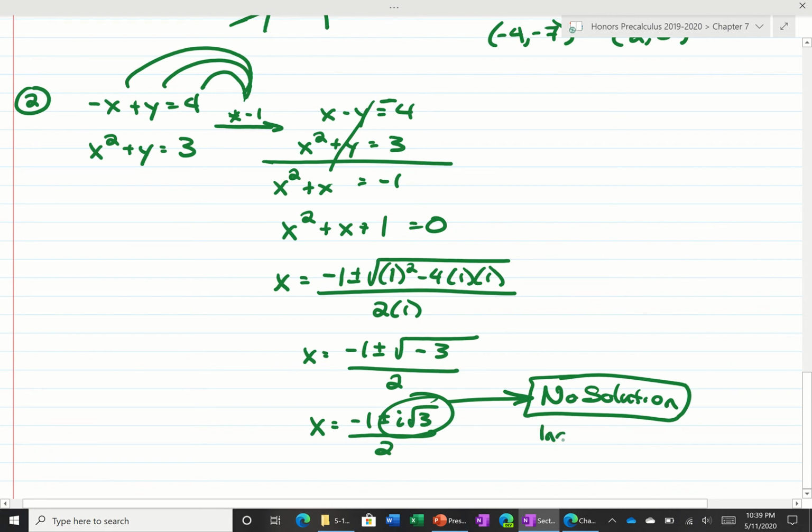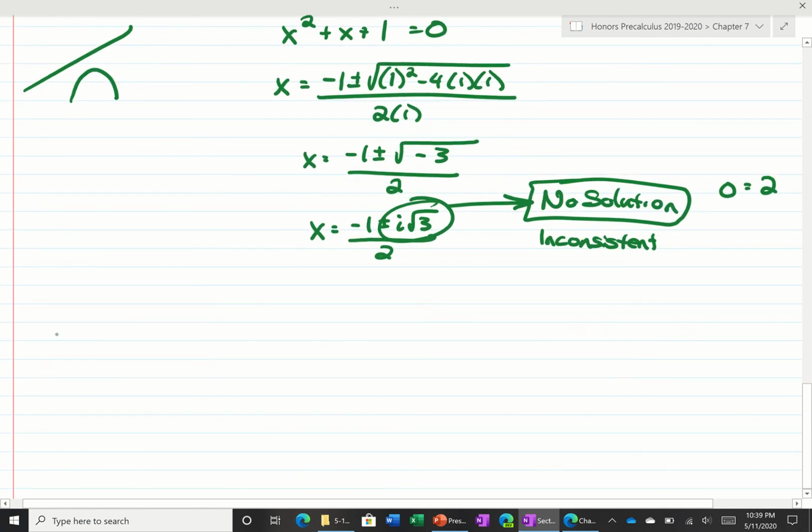This is an inconsistent system because of those imaginary values. So sometimes if it's linear, you might get something like 0 is equal to 2, like we said initially. But if you get an imaginary number when you're trying to solve a system, that's another indication that it's no solution. What this actually looks like is this would be a parabola, this would be a line, and it looks like the two don't cross. It would look something like that.